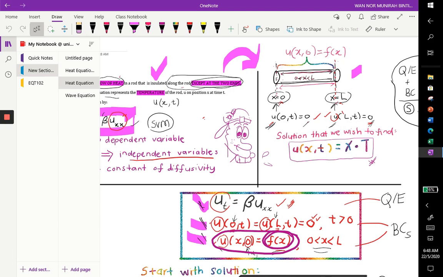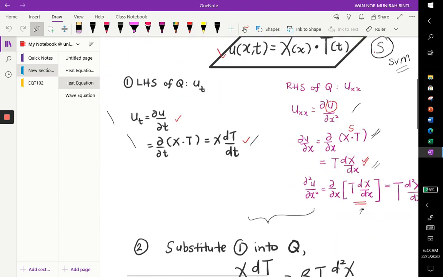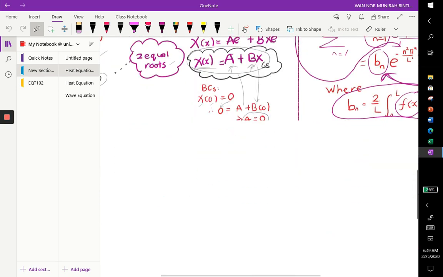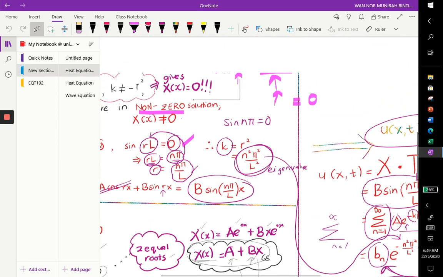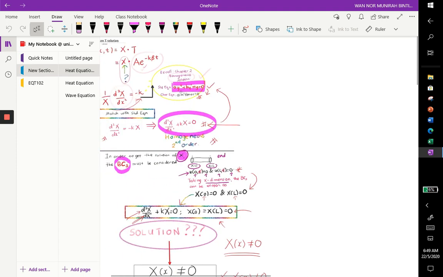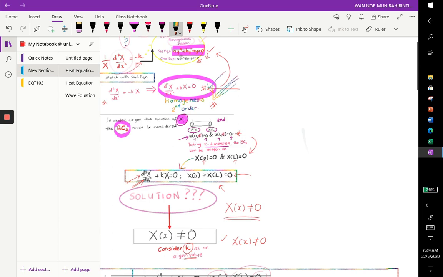previously in here. We have already discussed this one. Okay, right. This one. You see? We have discussed it here. This part. Okay, and then we already get the solution.